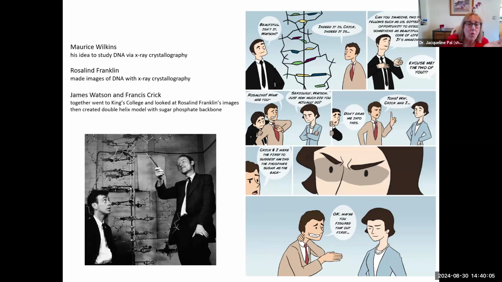Okay. So Watson and Crick went to King's College, they looked at her images, and then they went home and played with essentially Tinker Toys. And they created this double helix model with the sugar phosphate backbone. So they made a visual model of what her X-rays showed.